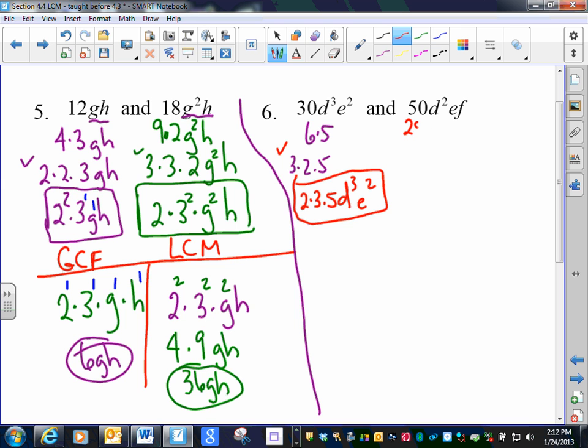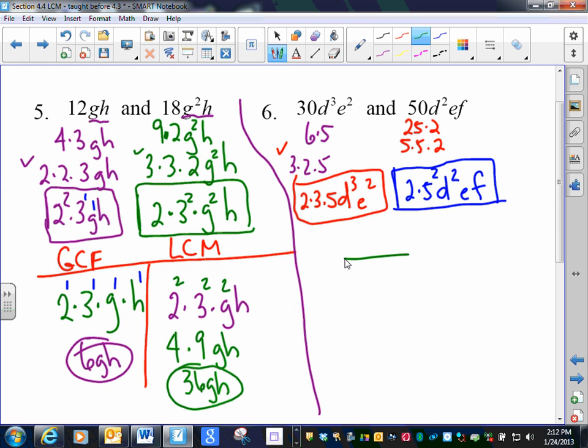50. 25 times 2, 5 times 5 times 2. I can prove it back. 2 times 5 is 10, times 5 is 50. Smallest base, largest base. Don't forget the variables. It's so easy to forget them.